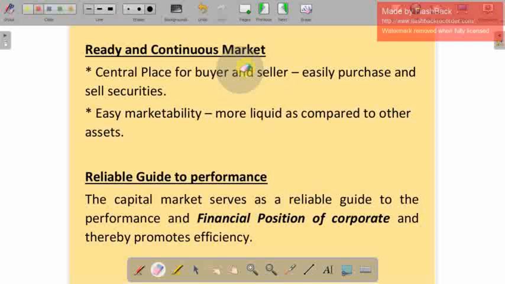So that is a ready and continuous market. And reliable guide to performance. The capital market serves as a reliable guide to the performance and financial position of corporates, and thereby promotes efficiency. If I want to purchase any company's shares, I should know the position of the particular company, how much they have built financially. I should know that. So the capital market gives guidance about this, so we can invest easily. The capital market serves as a reliable guide to the performance and financial position of the corporate, and thereby promotes efficiency.